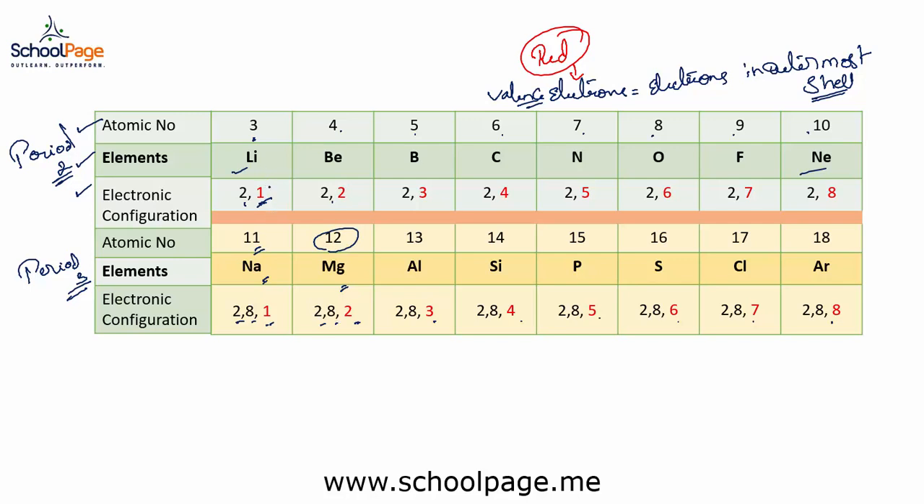There is one more important observation you have to make. How many electrons are there in the outermost shell of lithium? It is 1. How many electrons are there in the outermost shell of sodium? It is 1. See, lithium and sodium both have 1 valence electron.